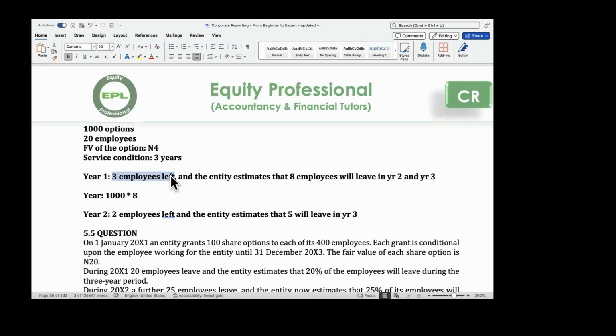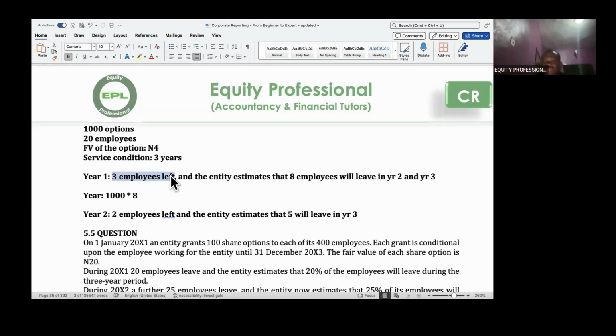You need to look at it over the 3 years. So don't just look at year 2 in isolation, except if in year 2 they estimate people that will leave over the 3 years, just like the previous one that I claimed, then fine, you're good to go. But if they give you a piecemeal estimate like this, then you need to put them together, actual plus estimate, so that you can have a total estimate.